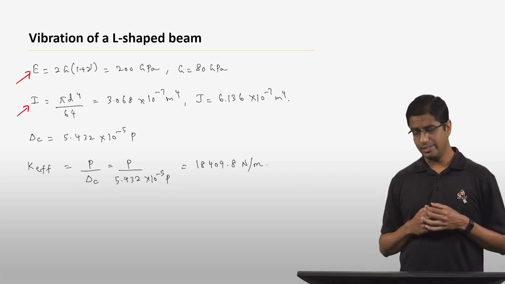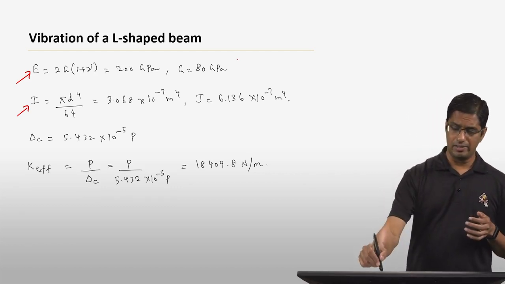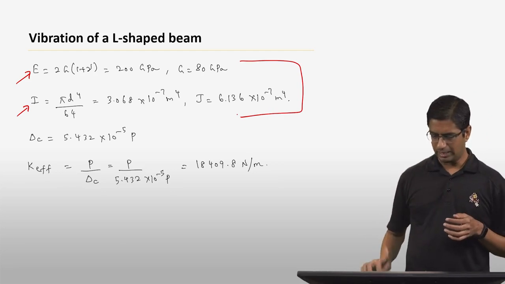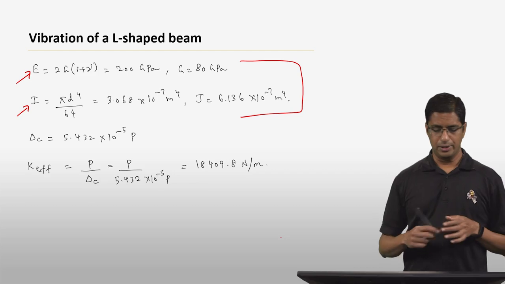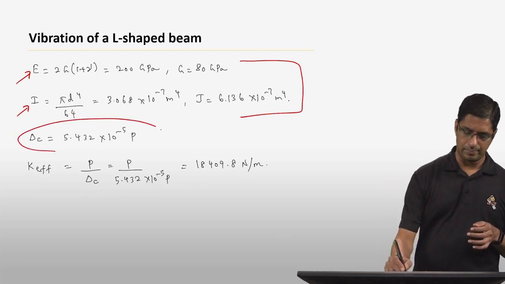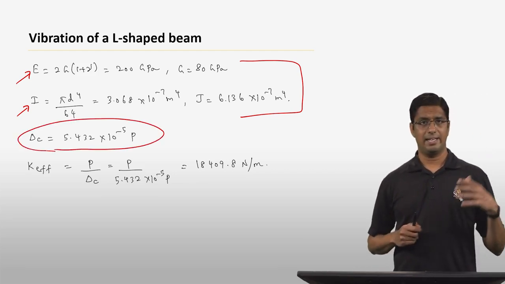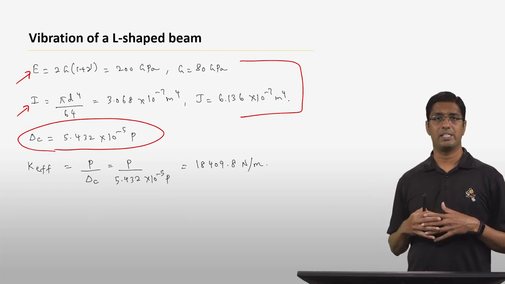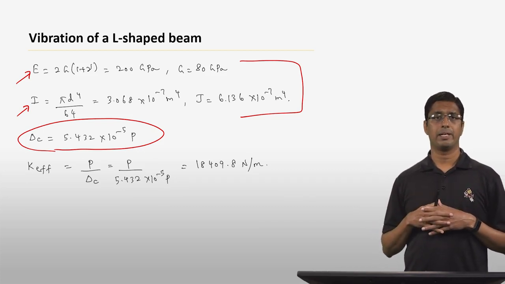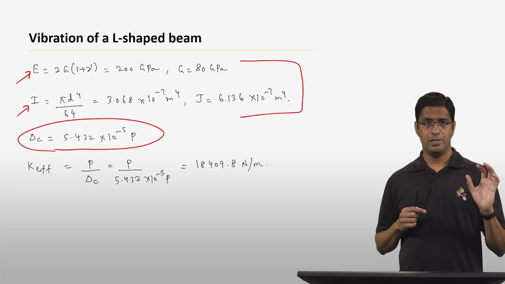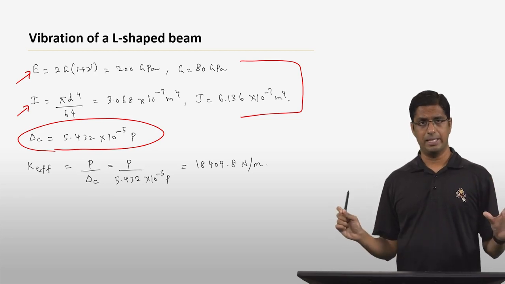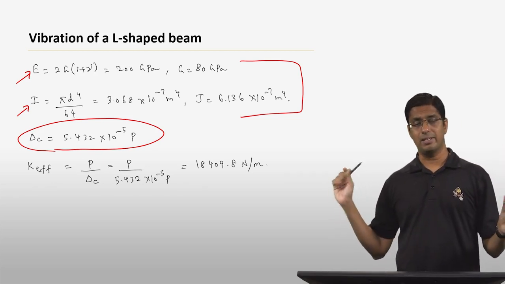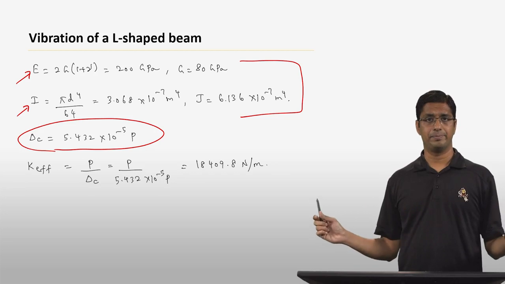Okay, so then essentially what you can do is you can take all these values that you calculated here and put it into this expression. And if you do that, you essentially get an expression like this. Delta C is 5.432 times 10 to the minus 5 times P. Okay, this is what I was referring to. So the delta C expression is directly proportional to P, and it doesn't have any other terms. It doesn't have a P squared term, it doesn't have a constant term, it does not have any other term.